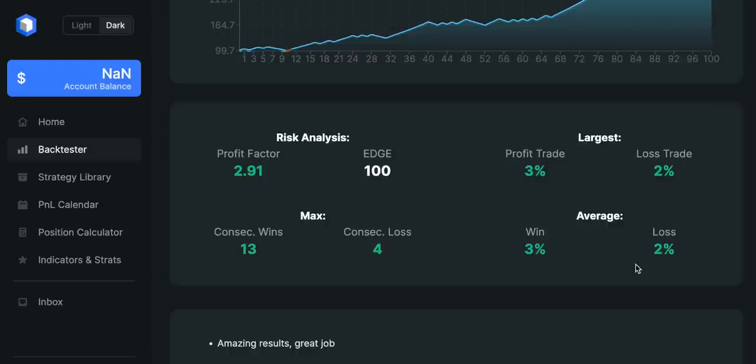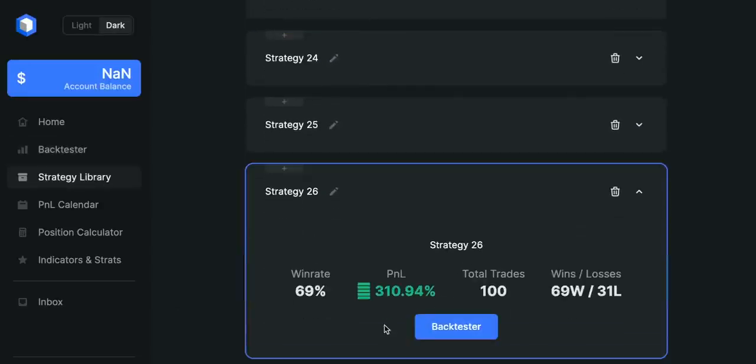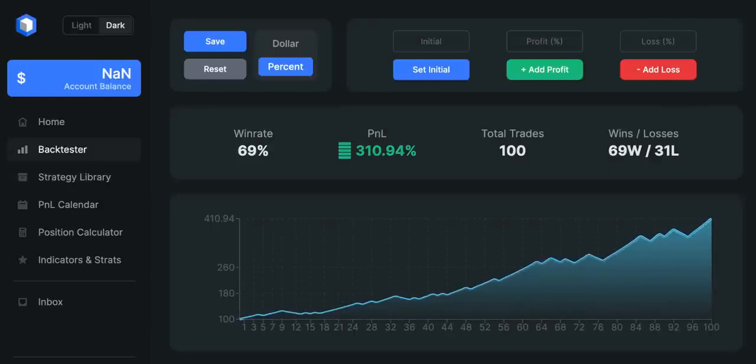Okay, now let's take a look at the results on a 4-hour chart. Okay, so on the 4-hour chart, the results are even better. Our win rate is 69% and we increased our account size by 310.94%. However, I must say I couldn't find those 100 setups on one cryptocurrency, so I had to test it on multiple cryptocurrencies such as Bitcoin, Solana, Shiba, and Dogecoin.